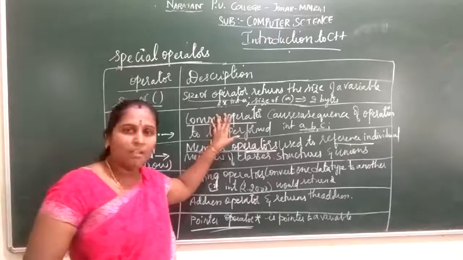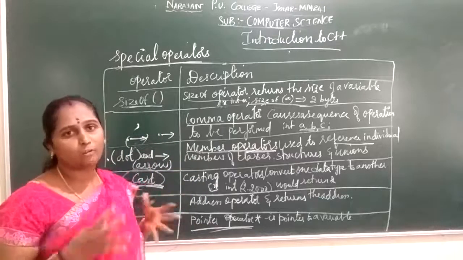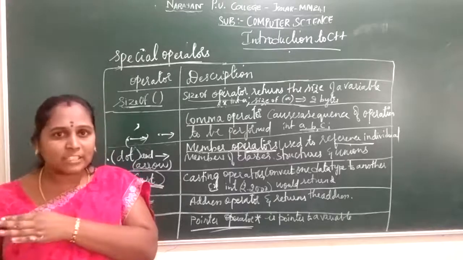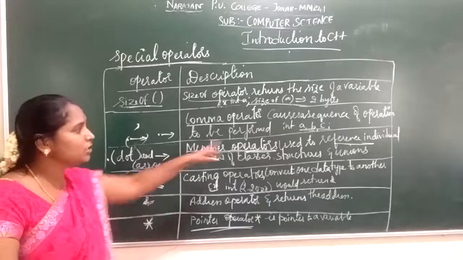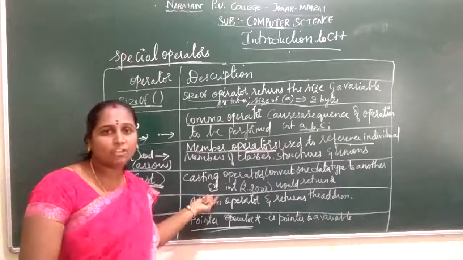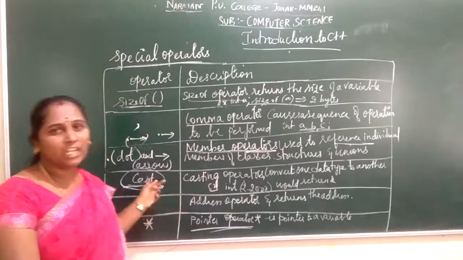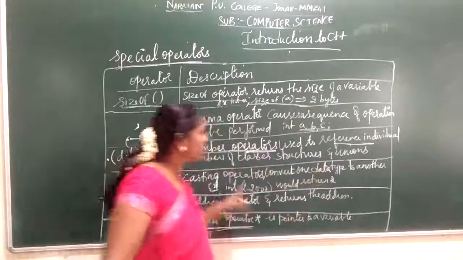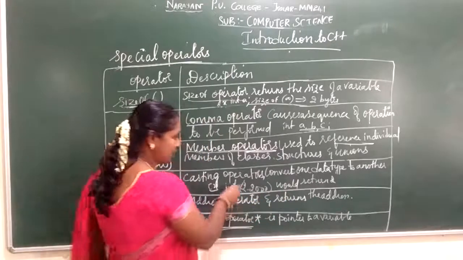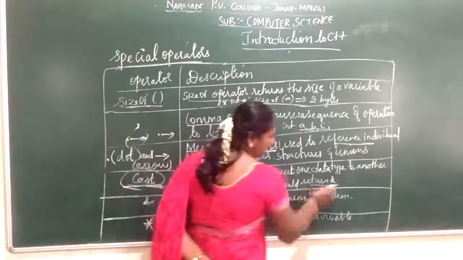Sizeof will give the size of a variable, based on the data type in which it is stored. Next, the comma operator causes a sequence of operations to be performed, with each data member or variable separated by a comma. Next, the member operator is used to reference individual members of classes, structures and unions. Next, the cascading operator converts one data type to another. In the coming topic, we are going to study cascading or type conversion. For example, int 2.00 would be written as 2, because an integer takes only the integer part, not the fraction part.